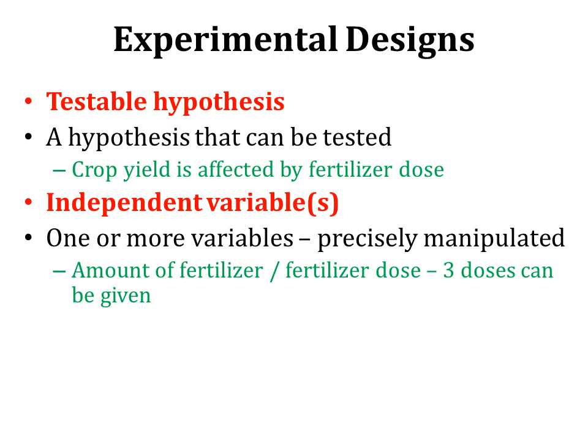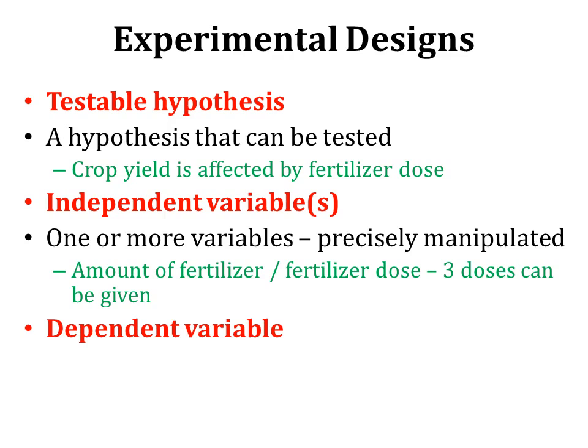In the example we are following, the independent variable is the amount of fertilizer or the fertilizer dose. So we can define that variable, we can define 3, 4 or more doses of fertilizer that can be applied on the plants to see the response.